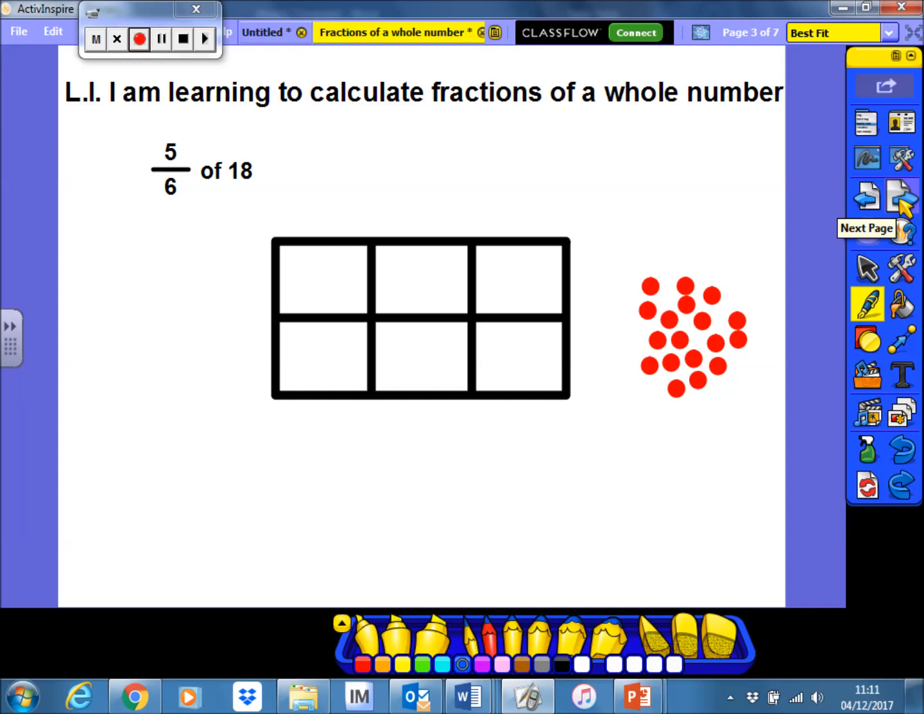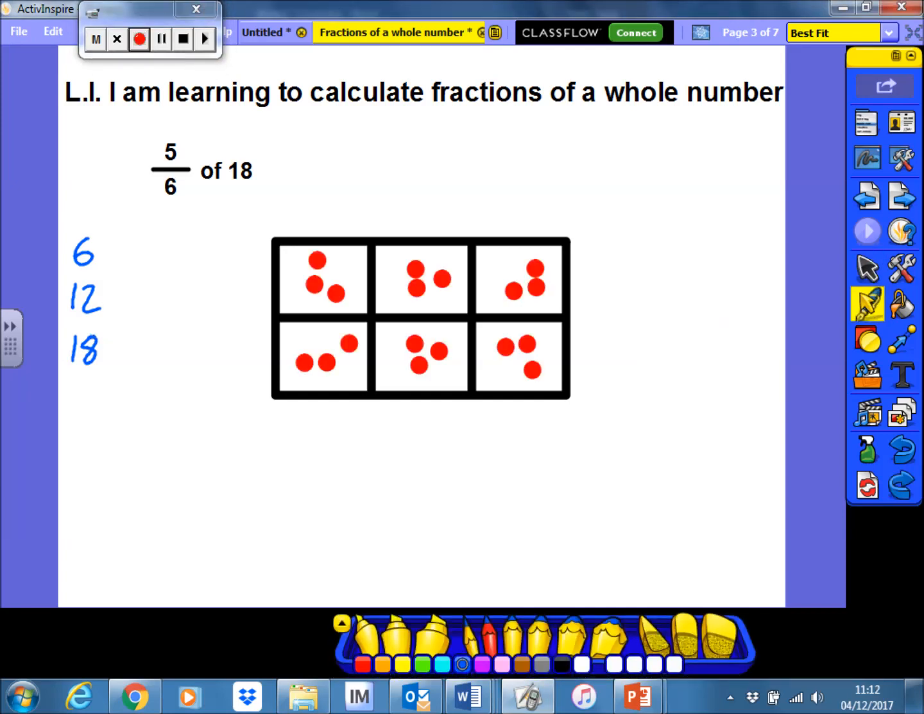So this time, it's 5/6 of 18. So this time, I'm going to split 18 up into 6 equal groups. And I'll start with the times table method, do my 6 times table: 6, 12, 18. So the answer to that should be 3. And when we check our answer with the counters, again we see that there are indeed 3 in every group. So 1/6 of 18 is 3.